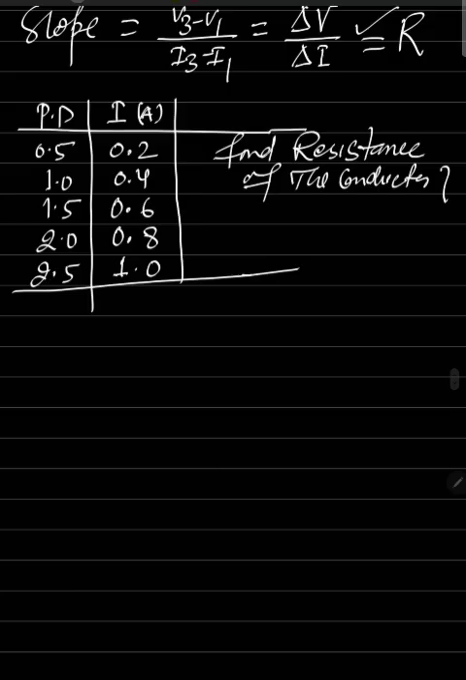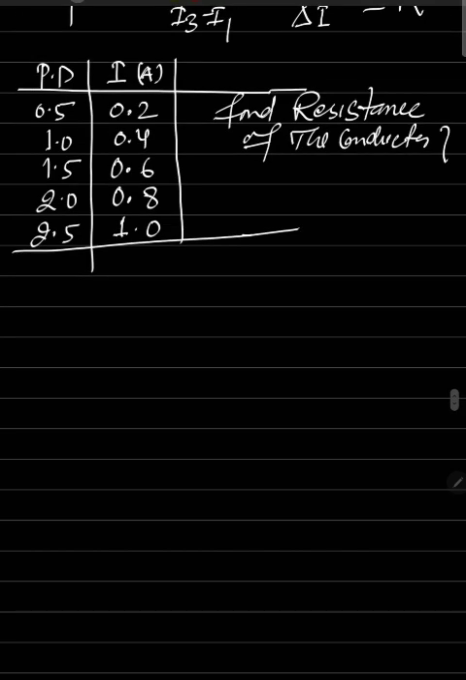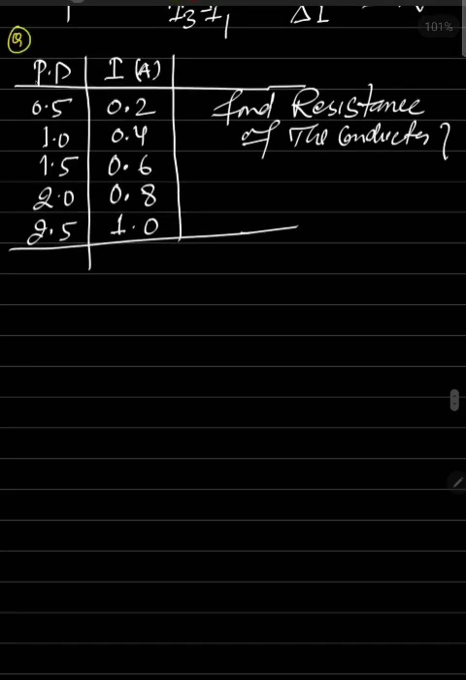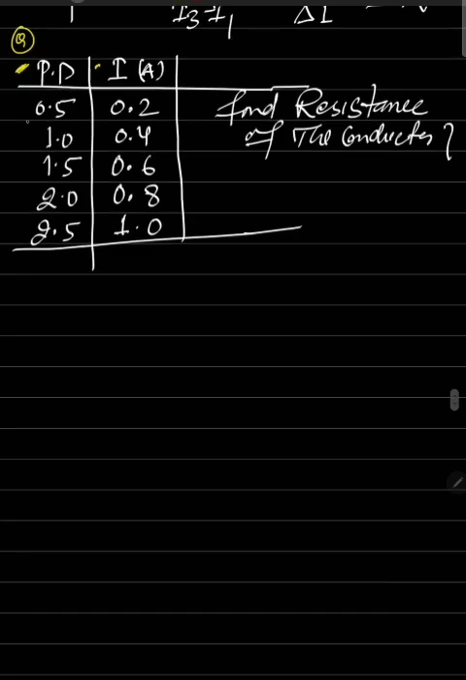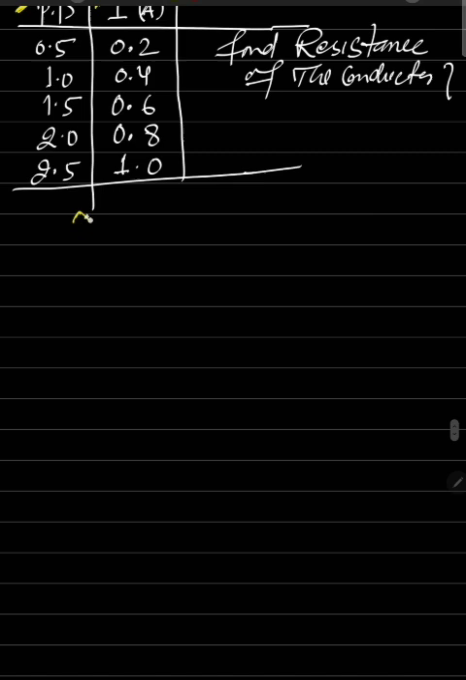Okay, now let's understand this by one question. Okay, so here is one question. In that question they have given you one table. In that table, the first column is potential difference and the second column is current. Okay, so when potential difference is 0.5 volt, the current is what? 0.2 ampere. So like that it has given. Okay, potential difference is given in volt and current is given in ampere, and we have to find resistance of this conductor. Okay, so for finding the resistance of this conductor, first we have to draw one graph.